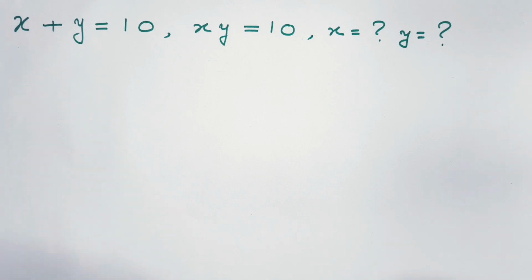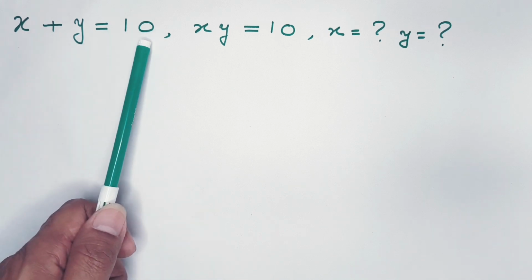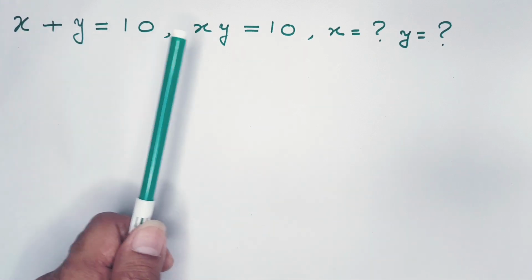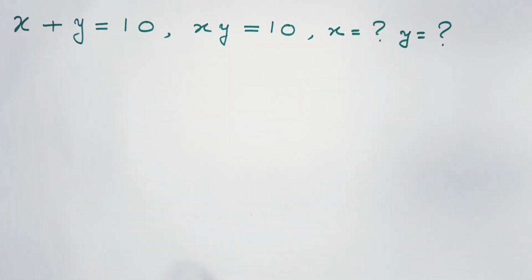Hi friends, today we are solving two simultaneous equations with two variables. These are two special equations. You can see the sum of two numbers and their product being the same, because x plus y equal to 10 and x multiplied by y is also 10. And we are solving for x and y.